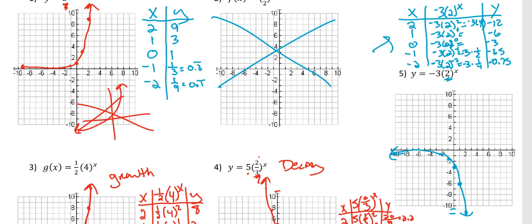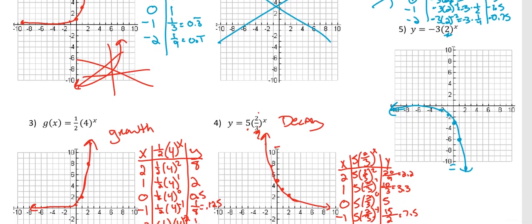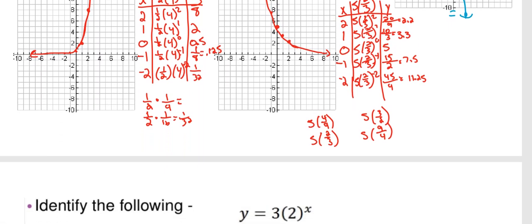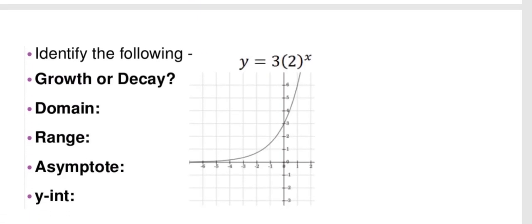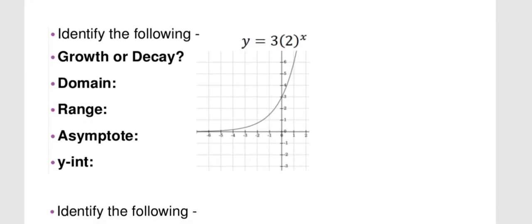All right, so let's move on. The next page, I have a few more examples, just asking you some questions about some pre-established graphs. This one says identify the following. Is it growth or decay? This would be growth. The domain, remember the domain are the x values, and for the domain, it'll be negative infinity to positive infinity, because x can be anything, there's no restrictions on x.